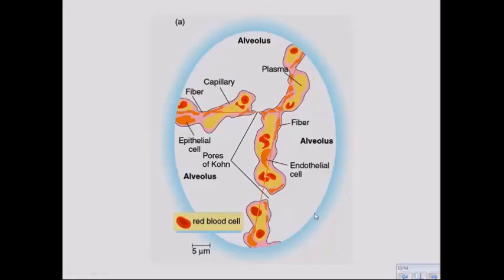And then there are these pores of Kohn. They're little tiny holes between alveoli that allow gas pressure to equilibrate across the alveolar walls. So when you're blowing up one alveolus, you're blowing up all of the adjacent alveoli as well, as a result of these pores in between the alveoli.